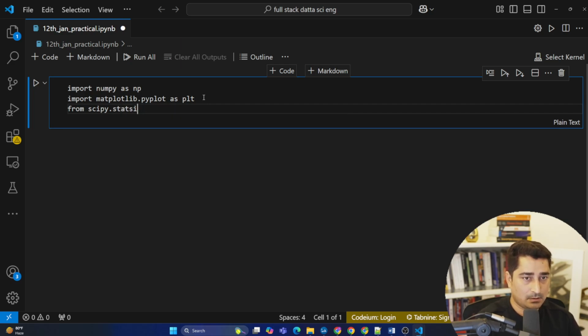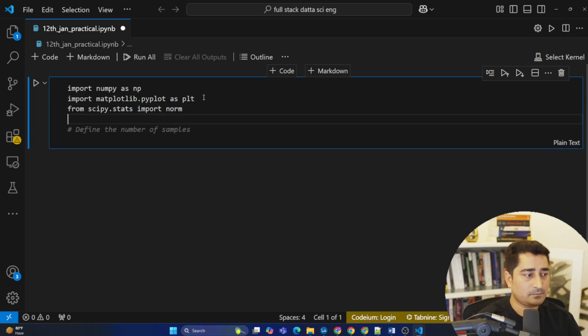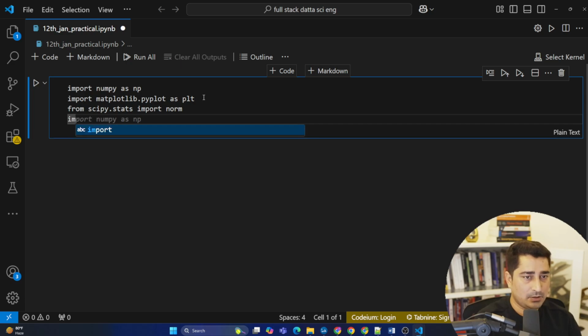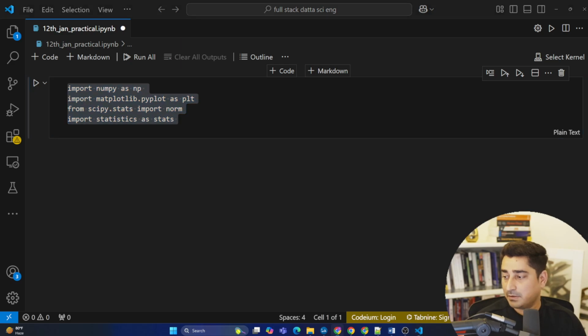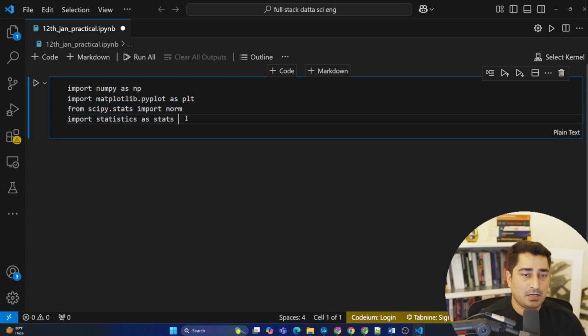import norm, and you have to import basically the statistics package as stats. Okay, so these are the imports that you have to do, and let me ping you inside the chat as well. So I have just pinged you guys. These are the imports that you have to do.